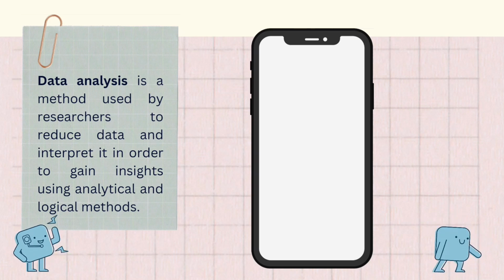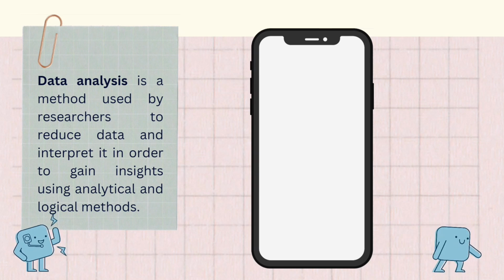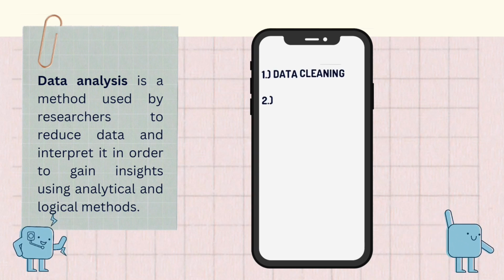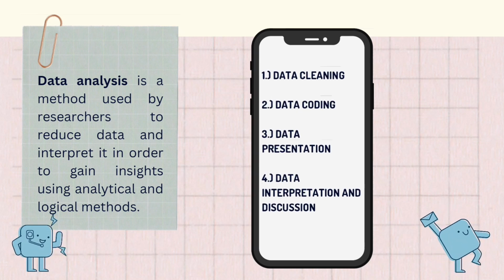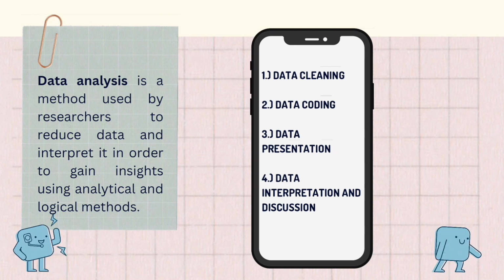Data analysis is a method used by the researchers to reduce data and interpret it in order to gain insights using analytical and logical methods. The following are the steps to analyze quantitative data. One is data cleaning, two is data coding, three is data presentation, and lastly is data interpretation and discussion.